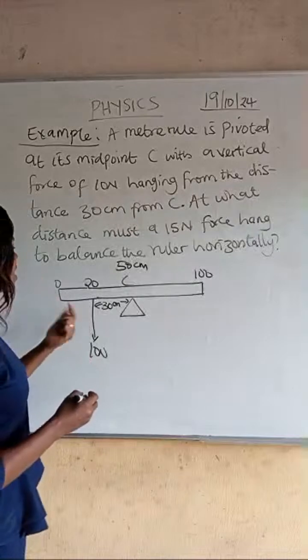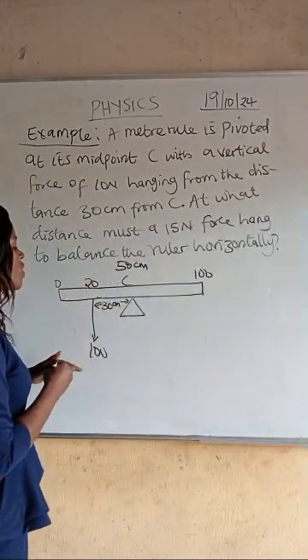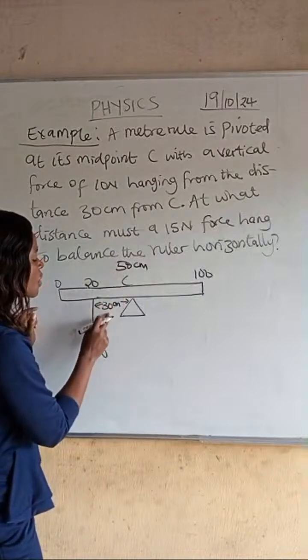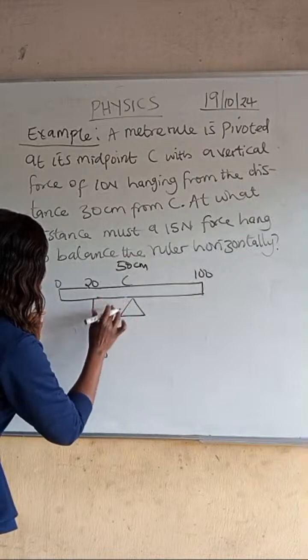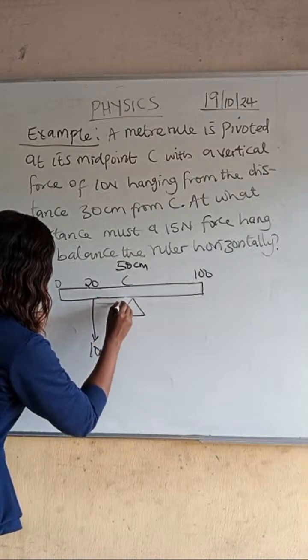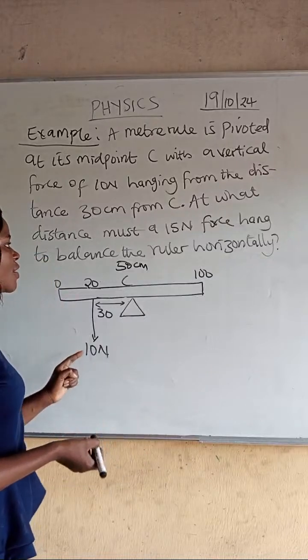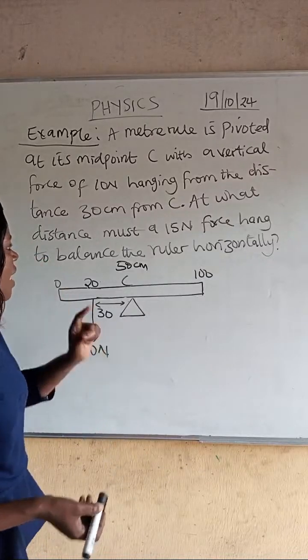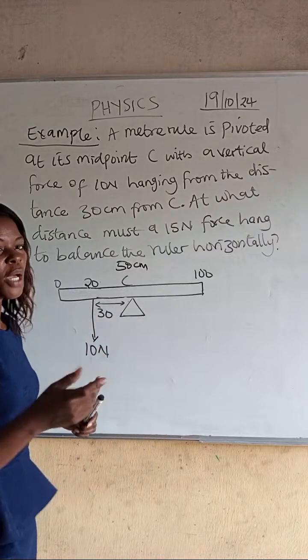So if it is 30, where do we hang it? From here to here, it's going to be 20. So the distance between is going to give me 30. So let me write this well so I can see it clearly. This is, at what distance must a 15 Newton force hang to balance the ruler horizontally?